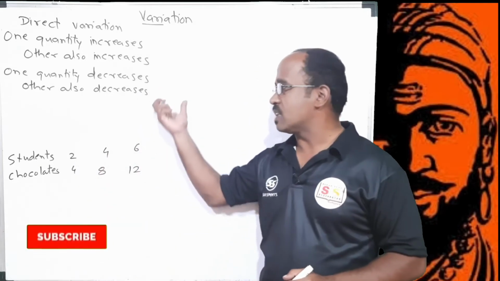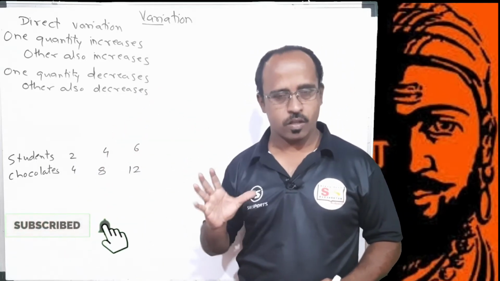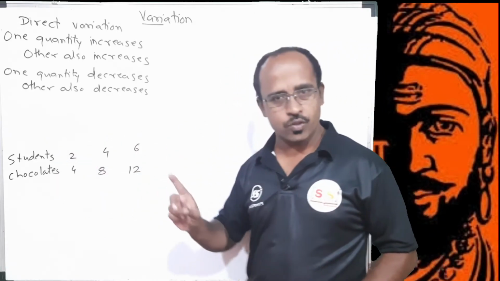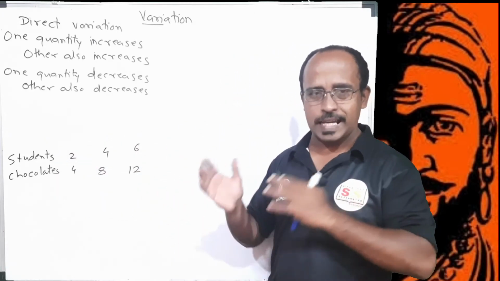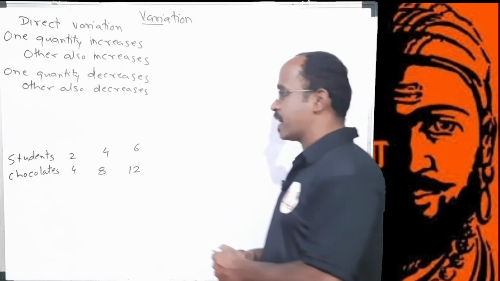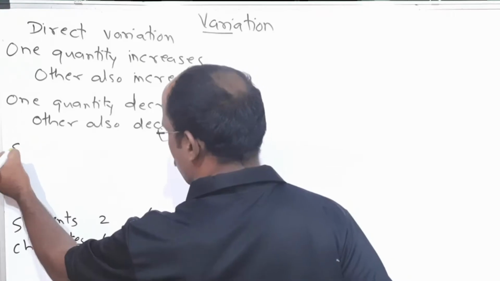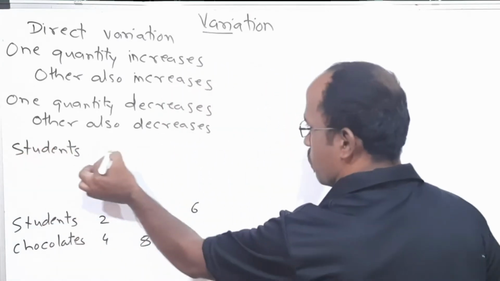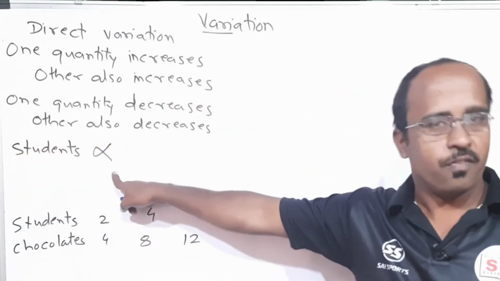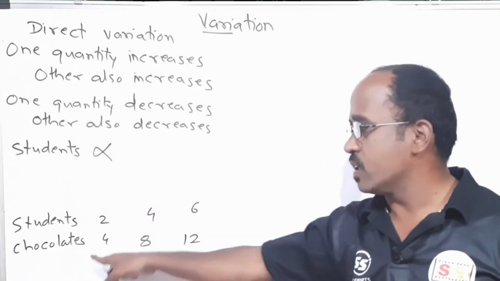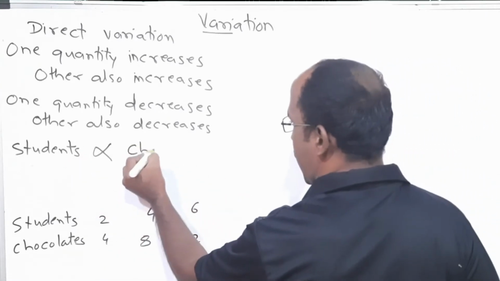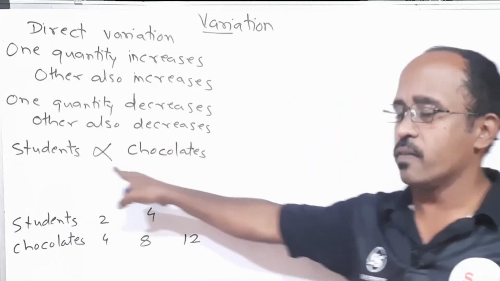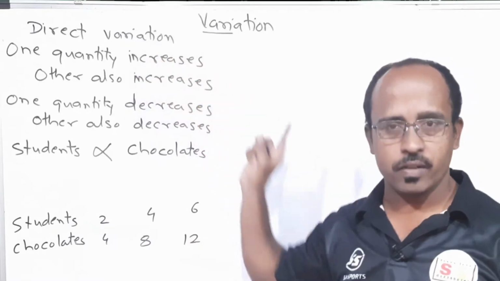Now how to write this direct variation in mathematical language? What we have to do is identify the two quantities. Which quantities are there? Students and chocolates. They are in direct proportion, they are changing in direct variation. So how to write it? We just have to write students, this symbol alpha, chocolates. Students are changing with chocolates in direct proportion. So this is the way to write direct variation.